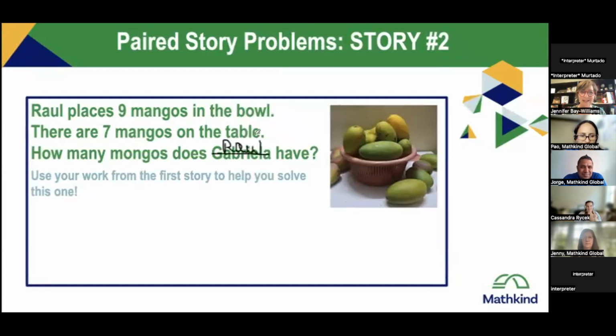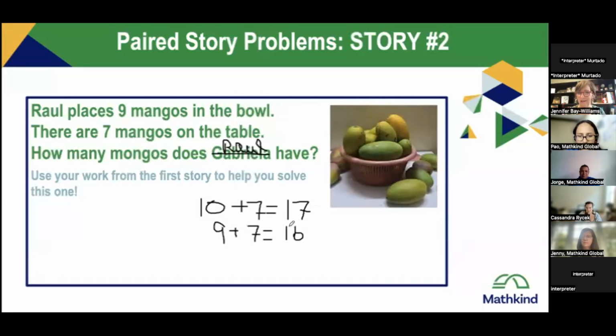What's happening is this is my second story. So I still have the story from before on the board, 10 plus 7 equals 17, or it's on the chart paper, or they have it in their notebooks. And then I say, use your work from the first story to help you solve this. And then students stop and think, and they're like, so now we have 9 mangoes plus 7 mangoes. Well, it'd be 1 less. Yes, there's 16 mangoes. Thank you, Maria.